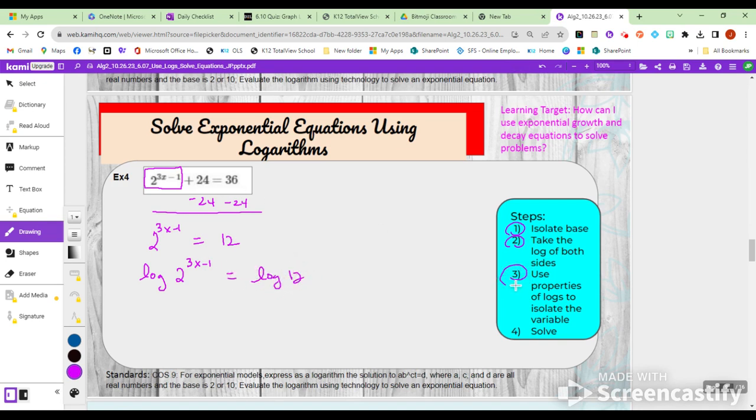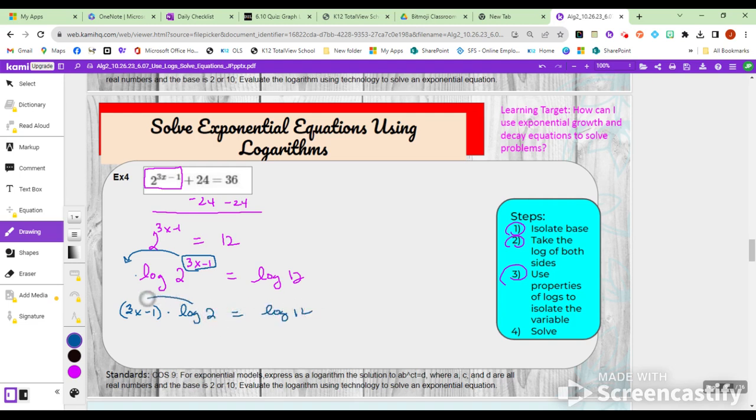Then I am going to have to use some properties here. I'm not going to get a happy and something just cancel out. So I'm going to use the power property again. I'm going to take this power, all of that's my power, bring it out in front and multiply it times my log. Since I do have more than one term, I am going to put the 3x minus 1 in parentheses, and that's being multiplied by log of 2, and that's equal to log of 12.